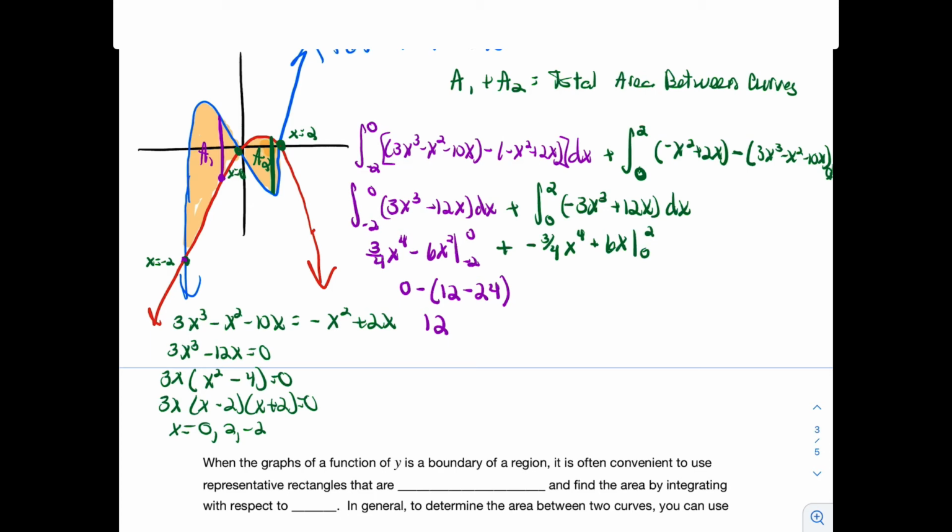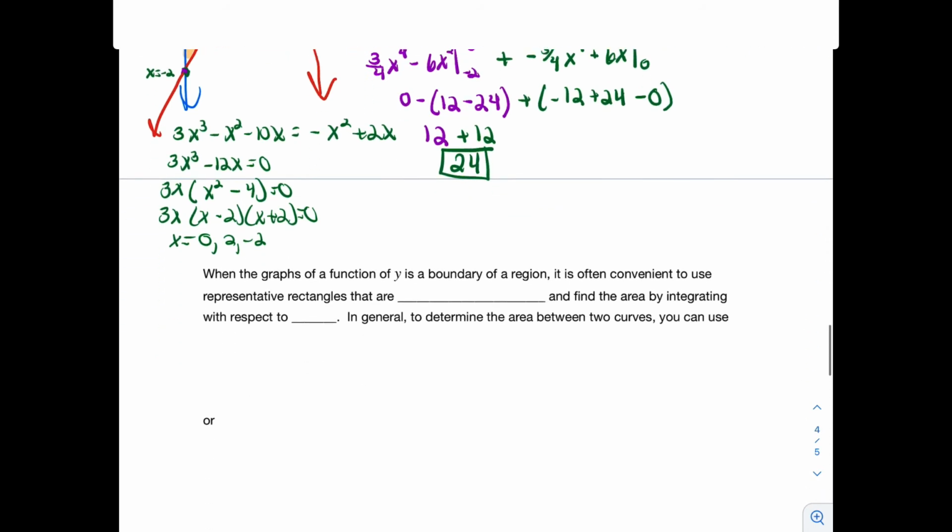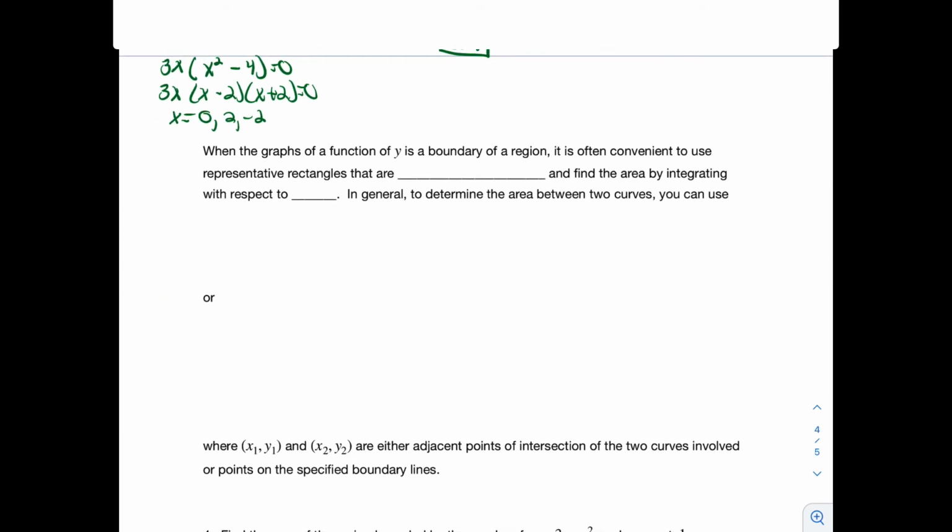And then doing the same thing for area 2, or the green section, I also get 12. So notice that my drawing is not to scale, because those areas do not look the same, but they actually are the same. It is not drawn to scale, but it gives us enough information about what's going on. And then I have my total area of 24.